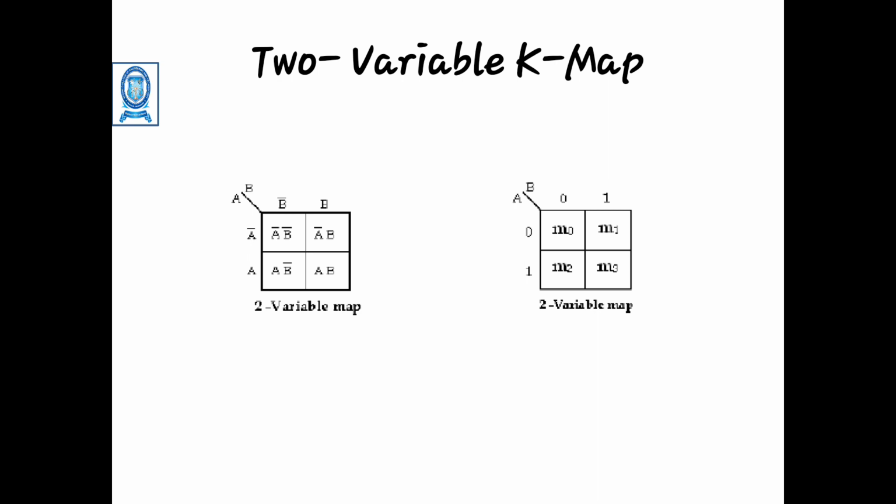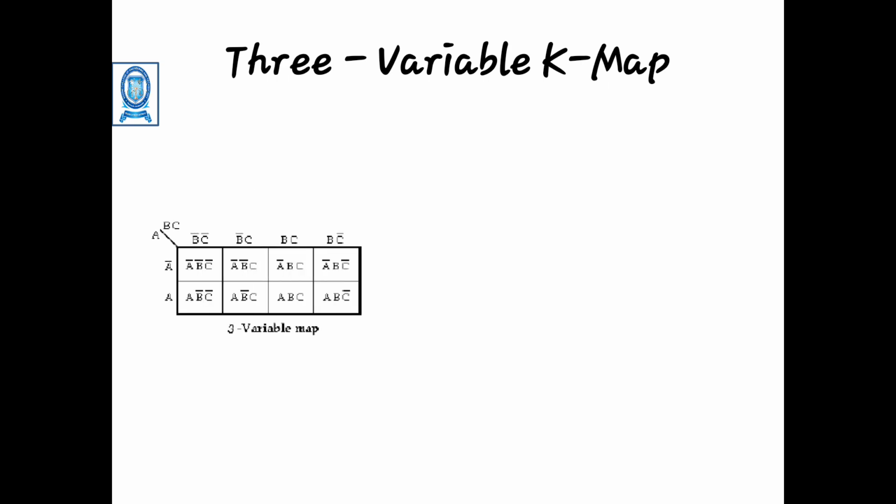For the 2 variable kmap, the number of cells is 2 power 2, equal to 4 cells. So the m0, m1, m2 and m3 positions should vary like this as given in this column. Similarly for 3 variables, n is equal to 3, so 2 power n cells should be there. So 2 power 3 equals 8 cells. For 4 variables, n is equal to 4, so 2 power 4 is equal to 16 cells. For 5 variables, n is 5, 2 power 5 equals 32 cells.